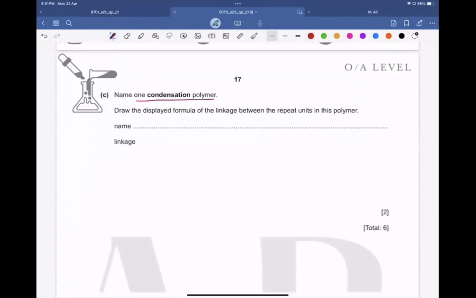Okay. Name one condensation polymer. Draw the displayed formula of the linkage between the repeat units in this polymer. So the most common one is nylon, right? And you have to show the displayed formula of the linkage. Ethyl ethanoate, Harun, is an ester. No, they do not decompose. So a nitrogen is bonded to a carbon, that nitrogen has one hydrogen, and that carbon has a double bond. So this is the linkage between the repeat units.